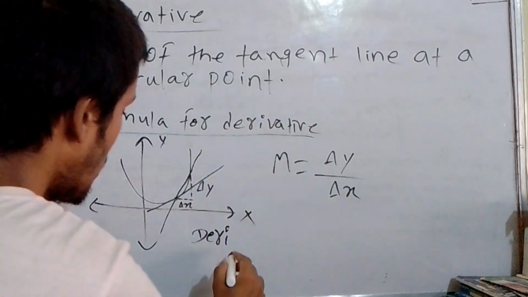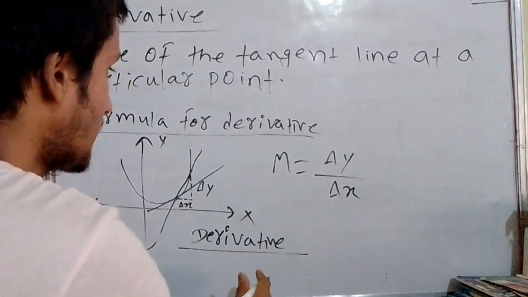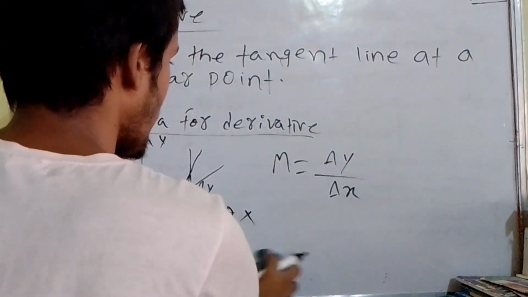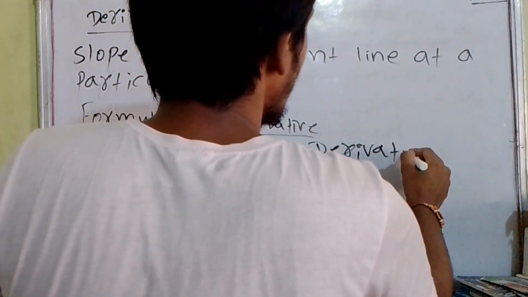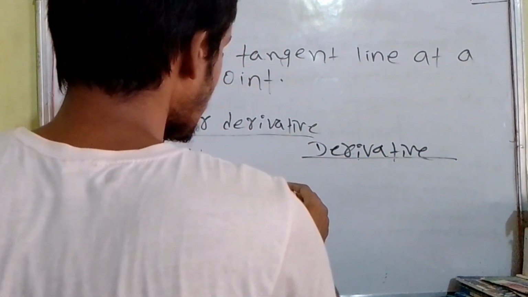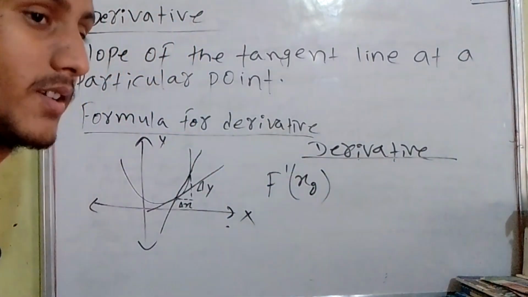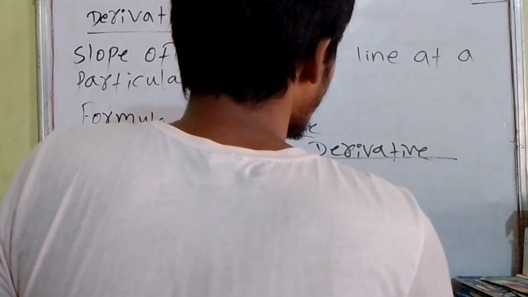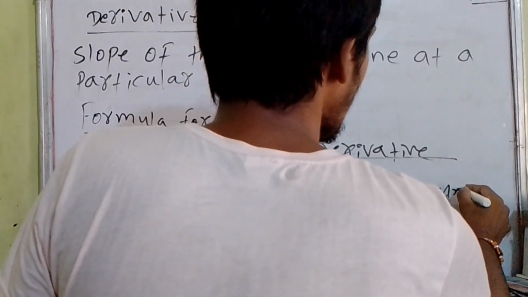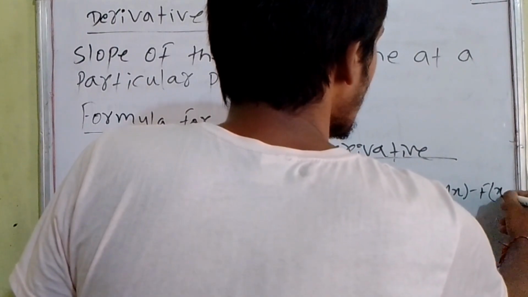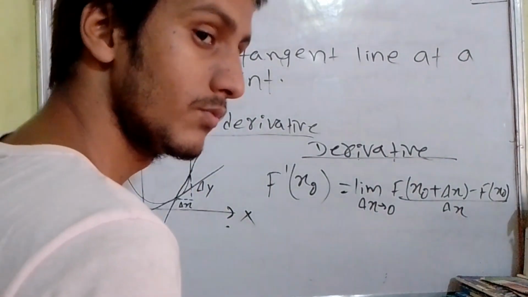So this is the tangent line. So the derivative is what? We do a derivative by this. This is a big thing. Okay, so let me write it here. The formula to calculate the derivative is fairly simple. F prime, let's say we find it at the point x naught, is the limit as delta x goes to 0 of f of x naught plus delta x minus f of x naught, divided by delta x.